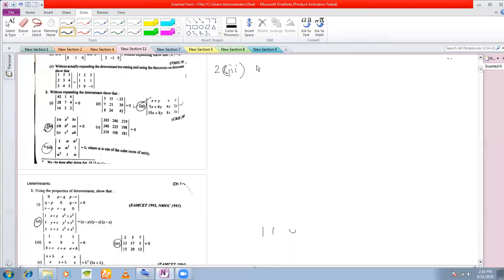The problem here is to prove that this is equal to, I think, x cube. Okay, we start from the left hand side.